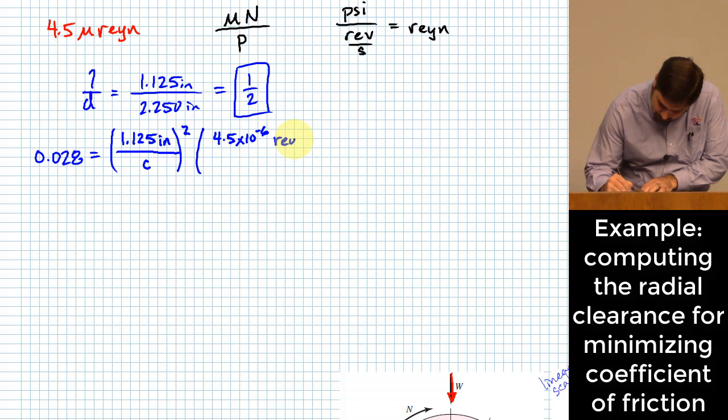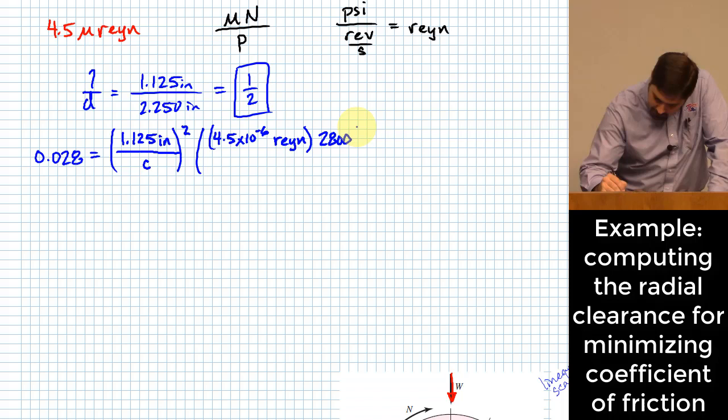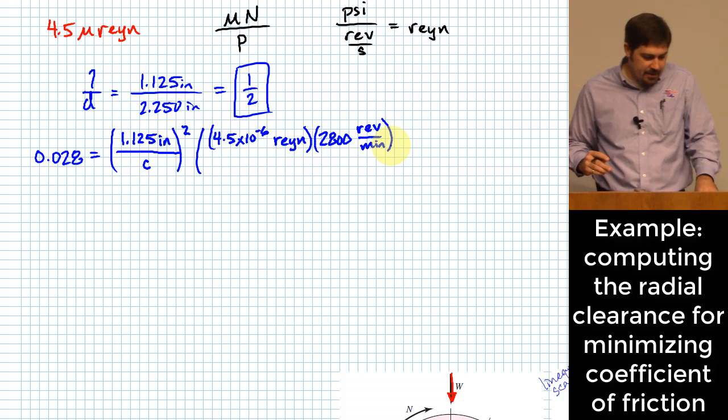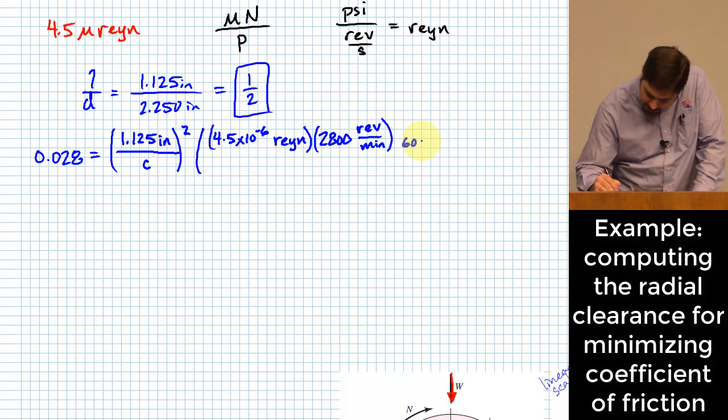Okay. This is going to now be multiplied by 2,800. This will be in revolutions per minute, because you might remember that was the speed that I said this bearing was turning. Now, reyn is actually relative to seconds, revolutions per second, rather than revolutions per minute. So what we need to do is multiply this by 60 seconds in the denominator for a minute in the numerator.